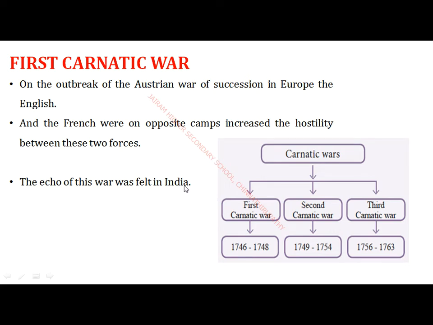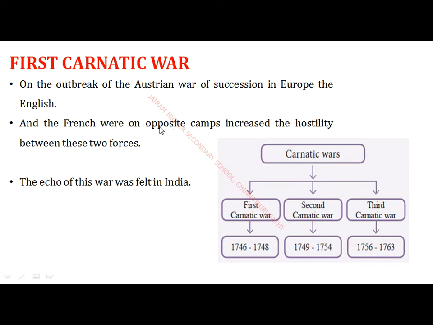Okay, so in this war, the British and the French gave a helping hand to whom? To these two persons: Maria Theresa of Habsburg and Frederick II. Frederick II was supported by the French forces, and in the same way Maria Theresa got support from the British side.